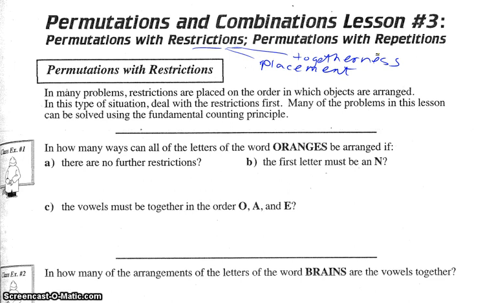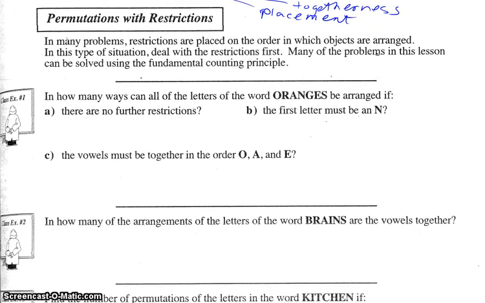All right, so first of all, example 1, we're going to take the letters in the word oranges and rearrange them. First situation, there's no further restrictions, which means they're not telling you where to put a certain letter or if things have to be together. So we can use the nPr formula, which is great if there's nothing weird going on. There are 7 letters, and we're picking all 7 letters to rearrange. Let's grab our calculators.